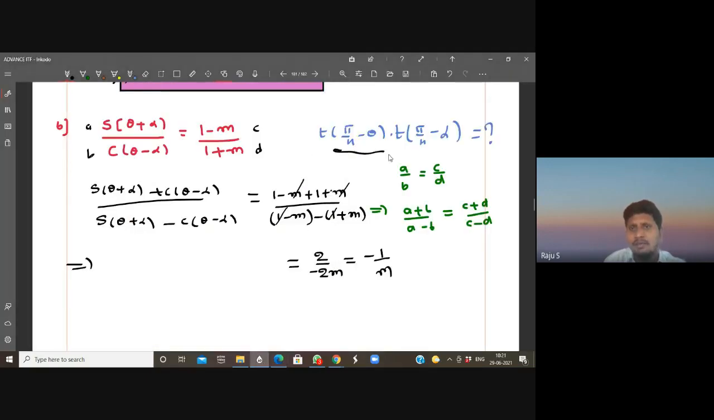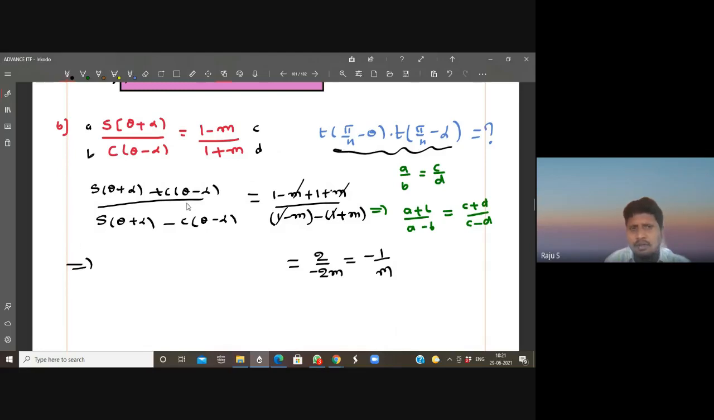They are asking this value. We want tan terms of pi by 4 minus theta, pi by 4 minus alpha. See, I want to make them standard form. Shall I write sine theta as cos of 90 minus theta plus alpha? Or otherwise you can write cos as sine. Any one of the ways you can write. That's your wish.